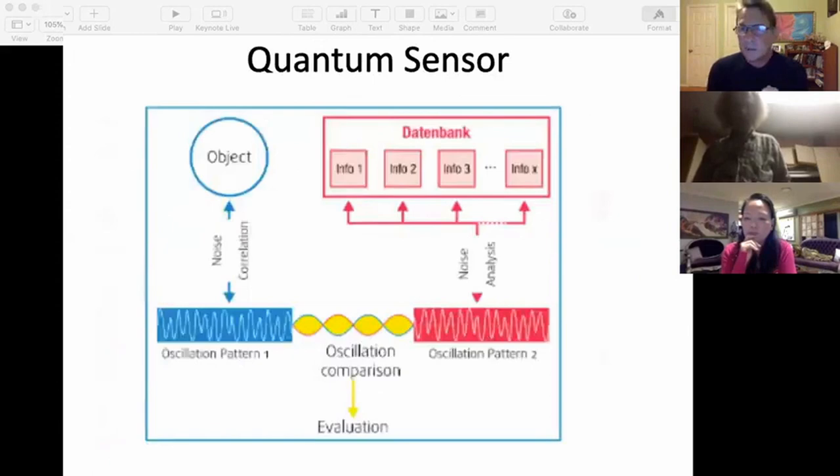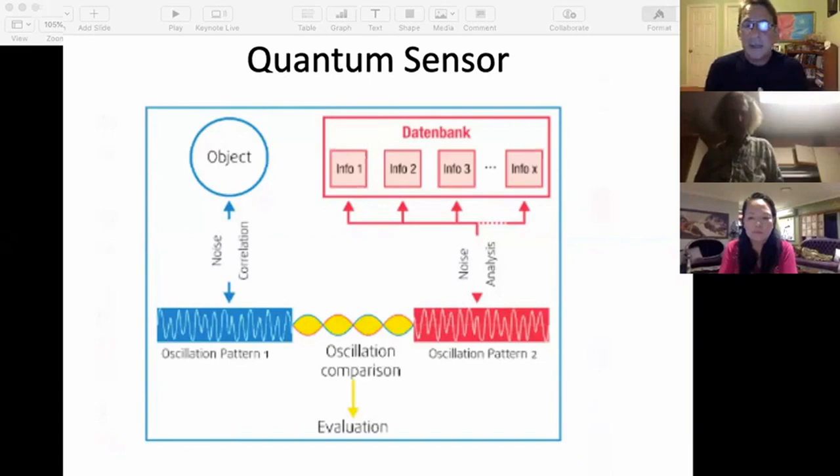Now, this is a little diagram which shows you the quantum sensor, and it shows you that on the left-hand side, I wish I knew how to use a pointer here, but I've got no arrow or anything. On the left-hand side, we have the object, which is us, and we have the Healy, which connects us to the blue wave, which is the information field.